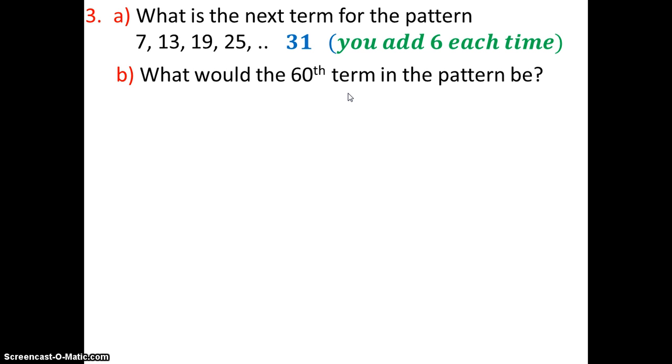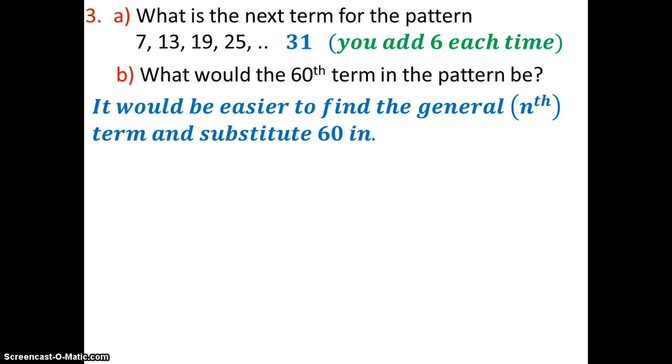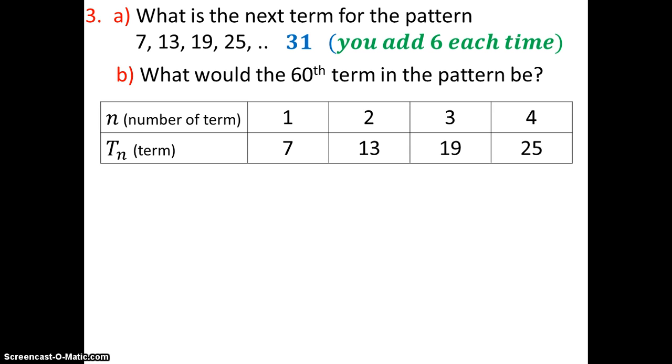So a way of working out your rule could be this. I find it easier to have a table of values. So first of all, we need the nth term, so we can just substitute in 60. So for my table of values, my term number, so the first term is 7, second term is 13, third term 19, and fourth term 25.